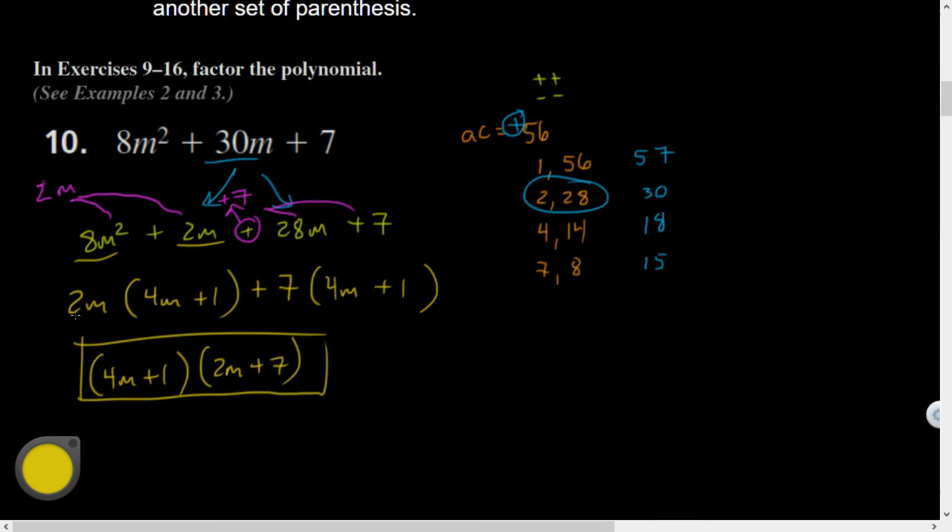Okay. So once I get the 2m out here, now I ask the question, if I was to distribute, because I'm undistributing when I did that, 2m times what would have equaled 8m squared? And 2 times 4 is 8, and m times m is m squared. And 2m times what would have equaled 2m? Well, 2m times 1 is equal to 2m. Or you can ask it the other way and do 8 divided by 2 is 4, and m squared divided by m, which we haven't talked about that property of exponents, but that's equal to m. Or 2m divided by 2m is 1. So there's a couple ways to find those numbers inside.